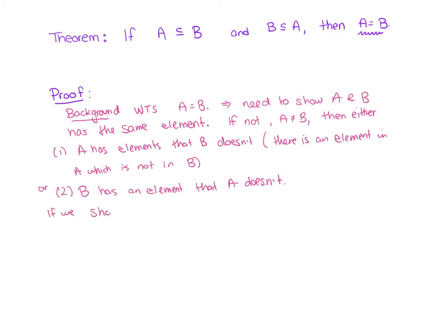Okay, so what I can do is show that if we show that 1 and 2 are impossible, then it can't be true that A and B are not equal, so they have to be equal. Then it's impossible for A to not equal B, so A has to be equal to B. Okay, so that's just our thinking process. So now let's actually do the proof itself.